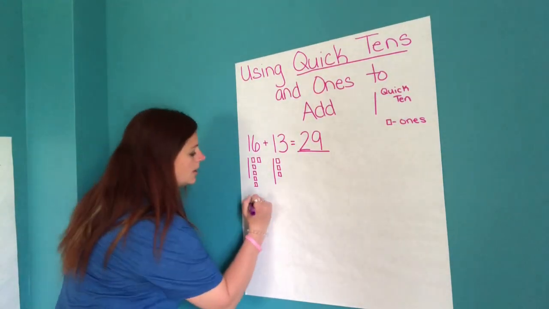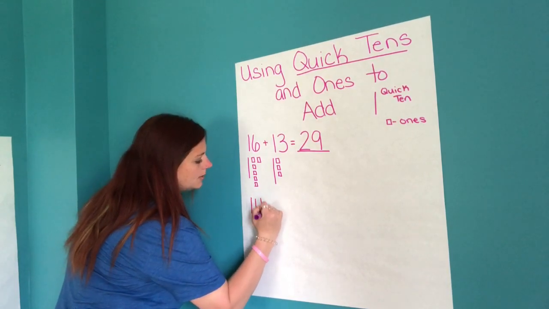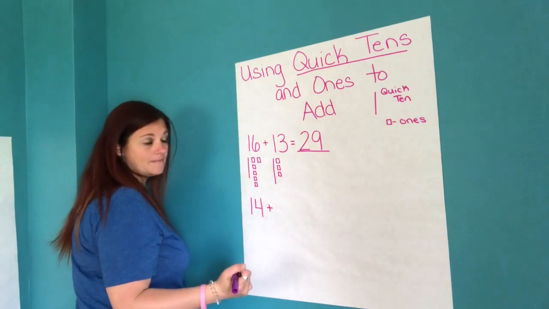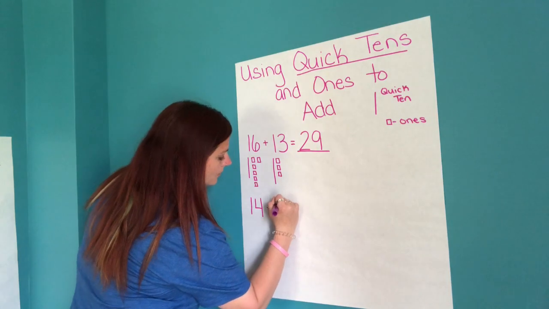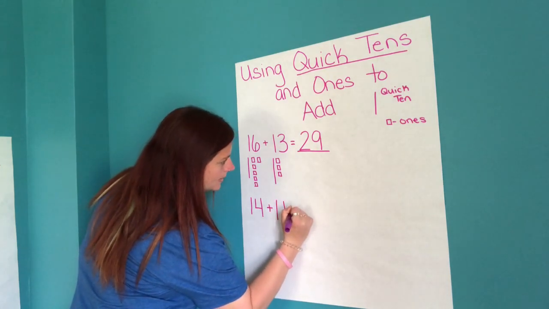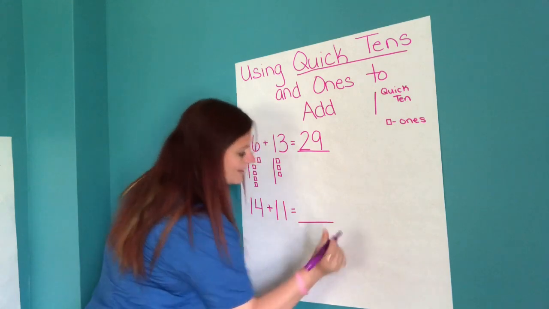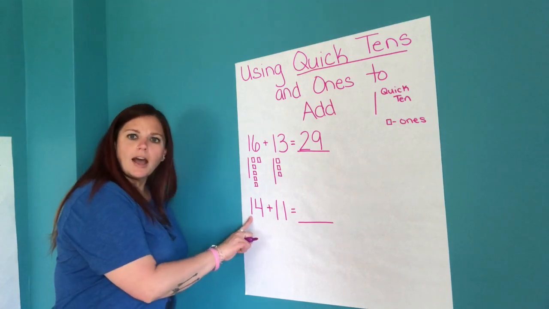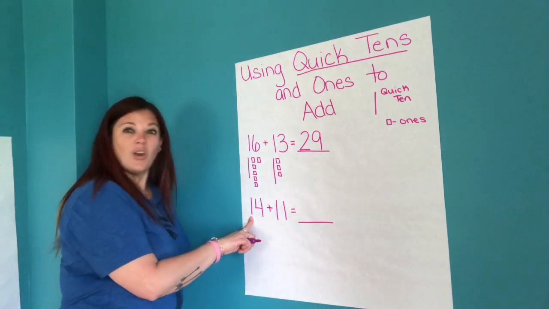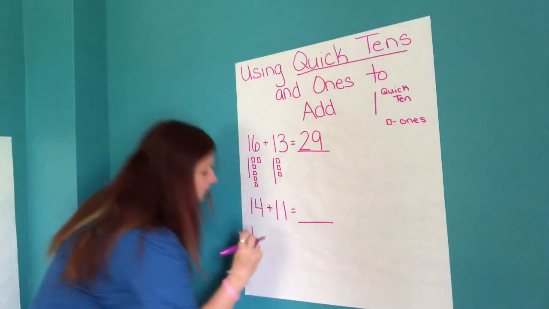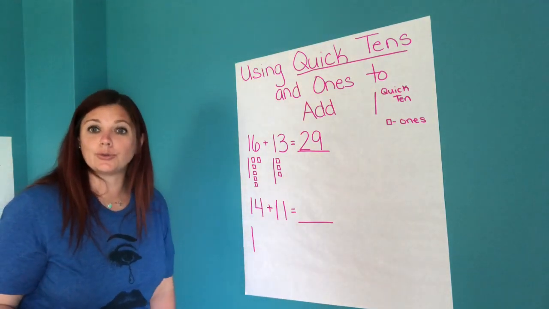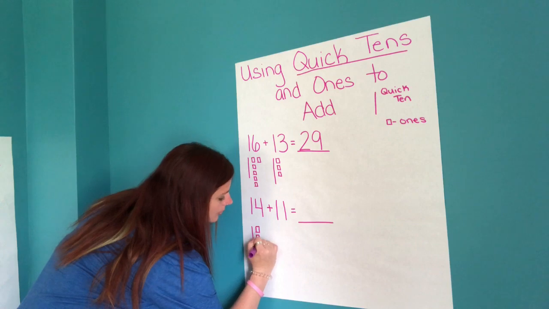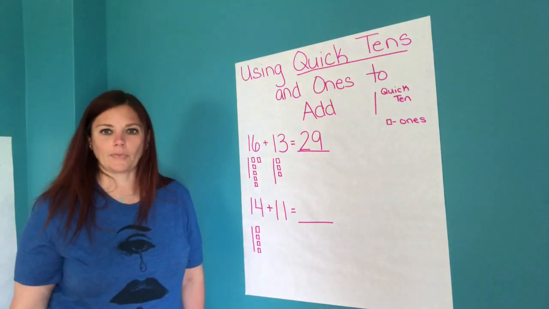We're gonna go 14 plus, you ready? 11 equals blank. So we start with the first number. We have 14. So we have to look at that tens place. How many quick tens am I going to draw? 1, you're right. How many ones am I going to draw? 4. Very good, boys and girls. 1, 2, 3, 4. Okay.